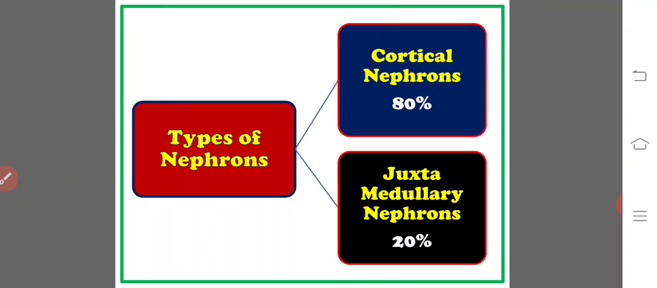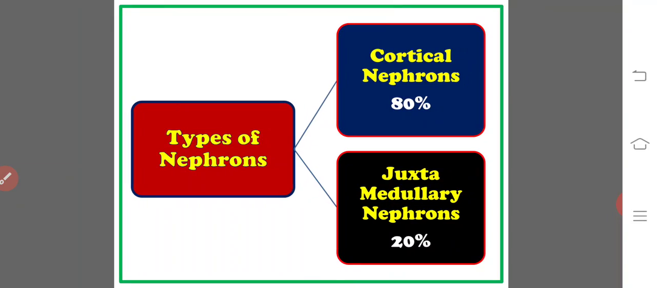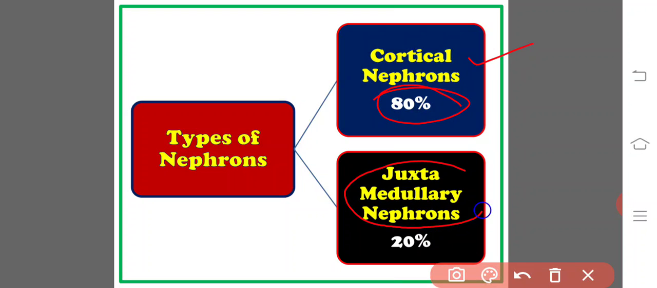Then furthermore, if you observe, there are two kinds of nephrons. Some of them are very small and confined to the cortical region, which are known as the cortical nephrons, and they contribute 80% of nephrons to the kidney. And another type of nephrons are the juxtamedullary nephrons. They comprise about 20%. Cortical nephrons and the juxtamedullary nephrons.